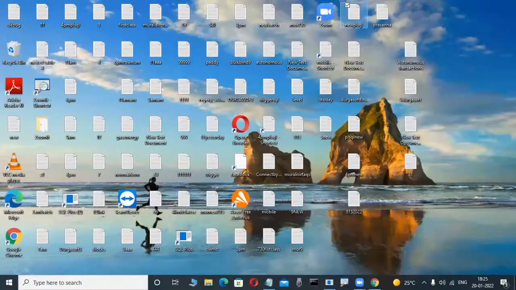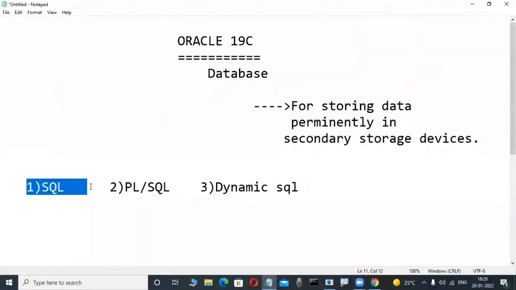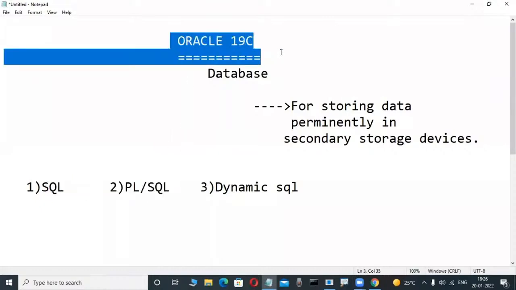Don't worry. That's why we learn the SQL language first. After that, you get some knowledge, and only then do you learn PL/SQL. Through these two languages, we operate the Oracle software. Now check it out.